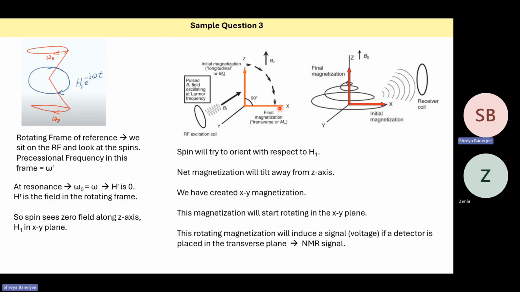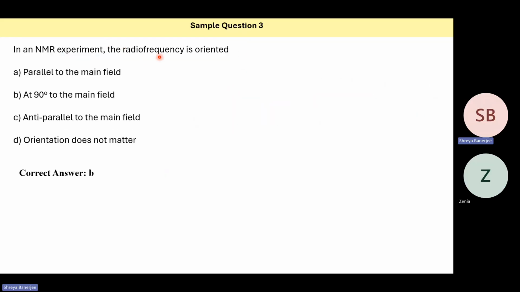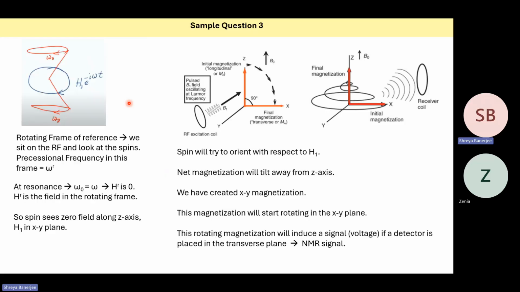So there is a 90 degree between the main field experienced by the nuclei in the transverse plane and the field that is B0 radio frequency applied in the Z axis. So there is a 90 degree between them. And so it is oriented at 90 degree to the main field, that is option B.